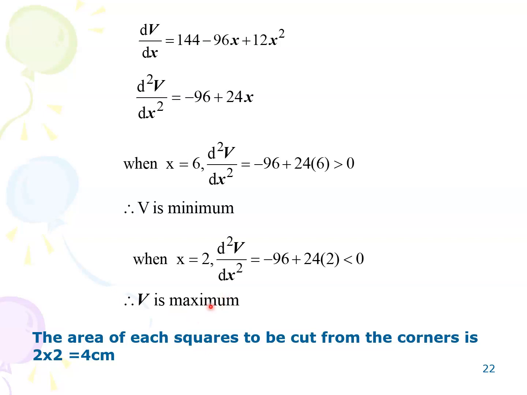So that's why the area of each square to be cut from the box or from the corner is 2 times 2, the x value. X value itu adalah 2, equal to 4 cm. That's it.